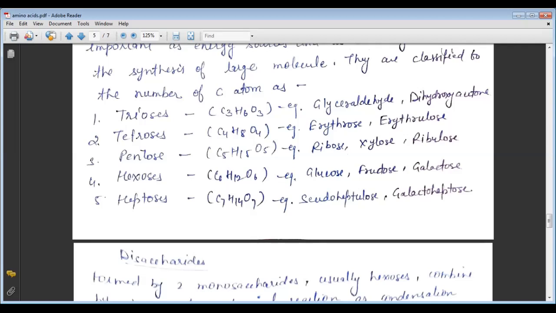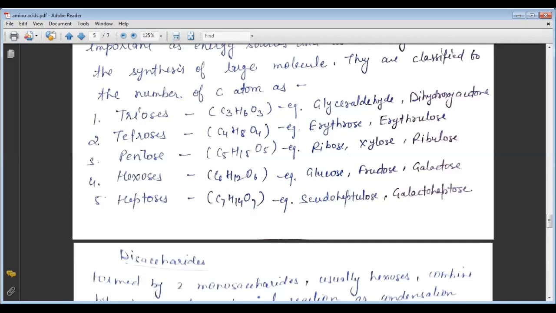Then if the number of carbon atoms is 4, it is a tetrose. Examples of tetrose are erythrose and erythrulose. Then if the number of carbon atoms is 5, it is a pentose. Here ribose, ribulose, and xylose are examples of this type of sugar.